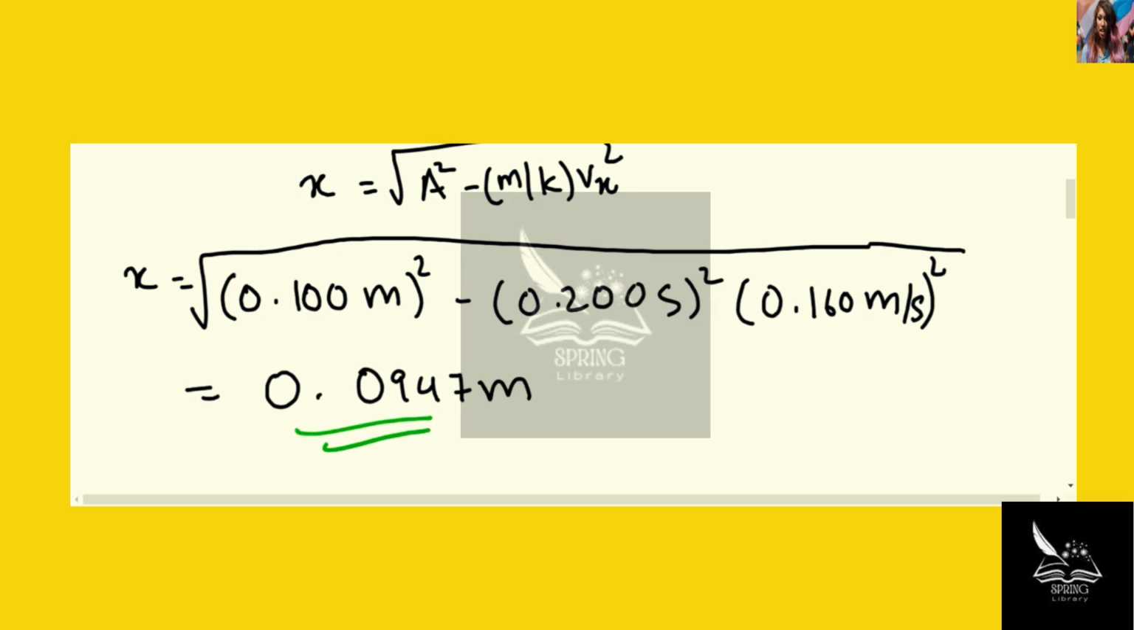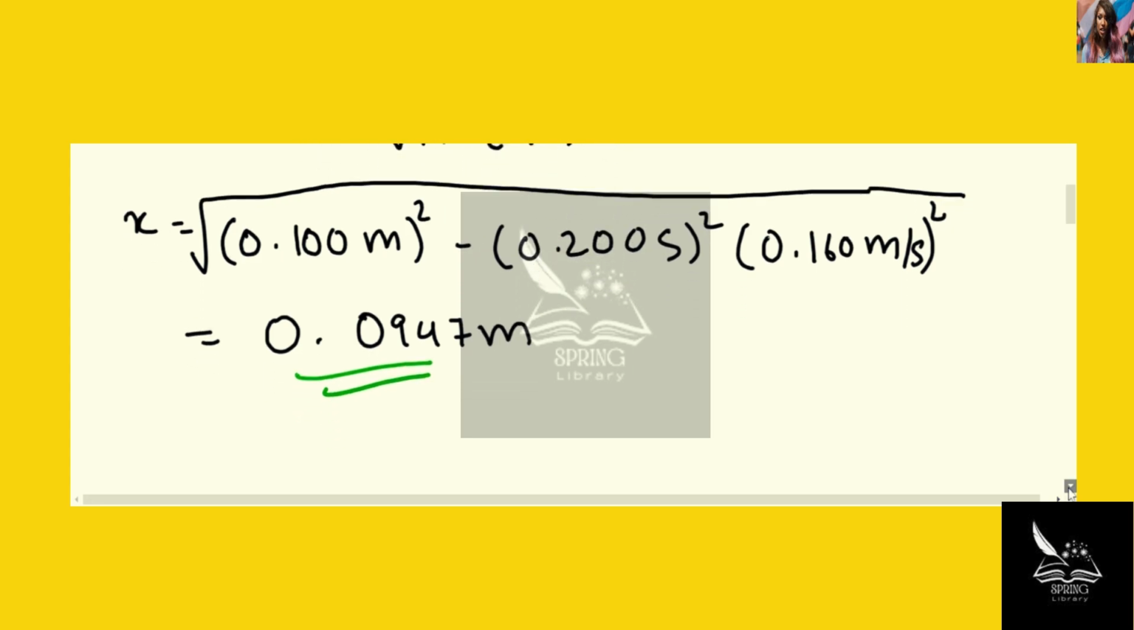Here we understand smaller vx means larger x. With this we have completed our B part. Let's move on to the C part of the question.